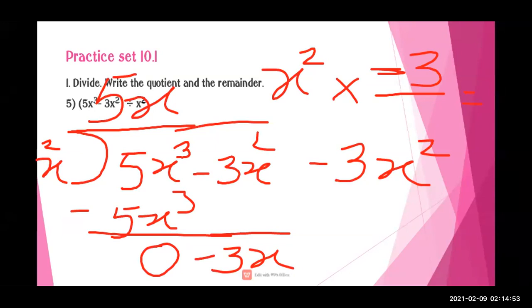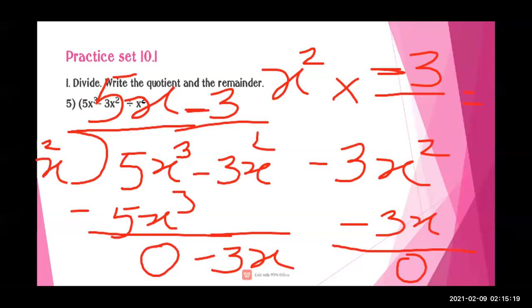So when we multiply x square by minus 3, 3 ones are 3, x square will remain x square, and minus will come as it is, minus only. So what is the answer? What we will write in the quotient? We will write minus 3, and here minus 3x square minus 3x square equal to 0. Is it clear? So our quotient is 5x minus 3 and our remainder we got is 0.